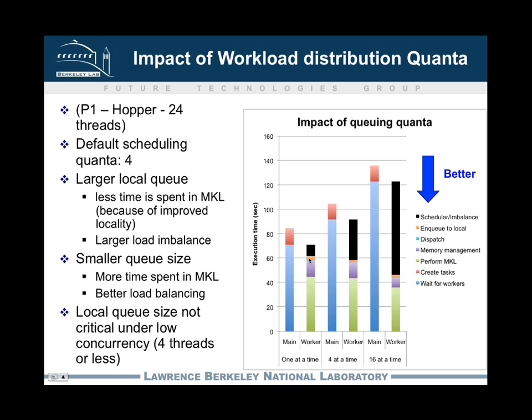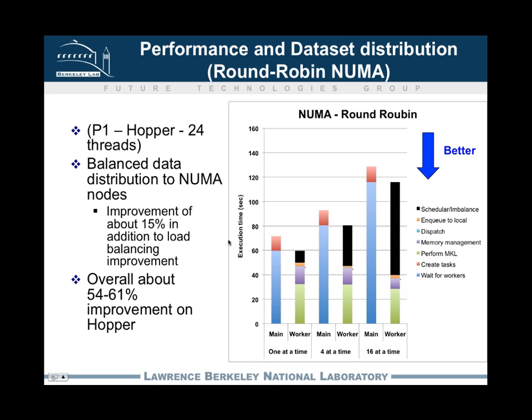The other thing we looked at is what if we try to improve performance by distributing the data on different NUMA domains, and we try to do this evenly, such that we can have improved performance by having more bandwidth to the memory. We didn't try to manage the locality explicitly because we didn't have enough information about the location of the data that is accessed in each task.